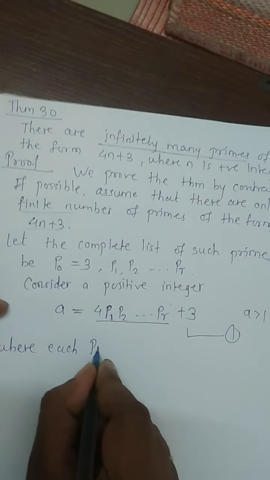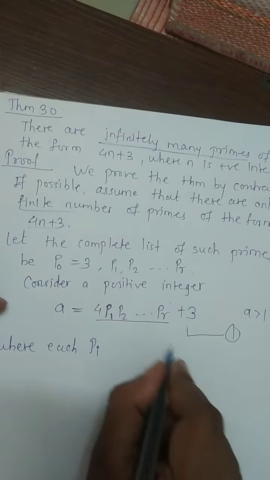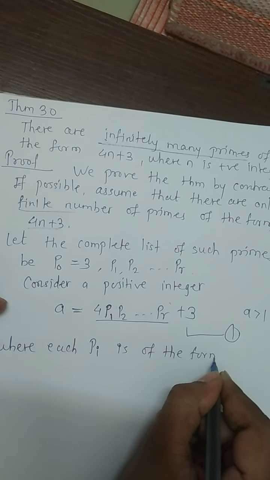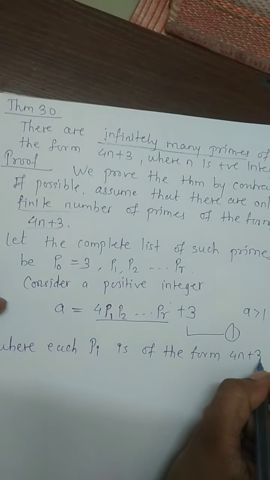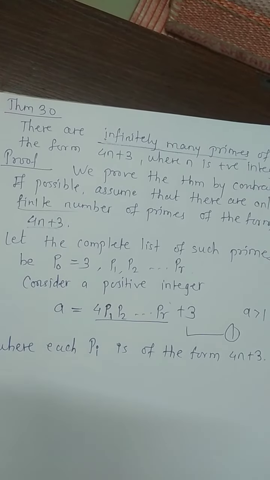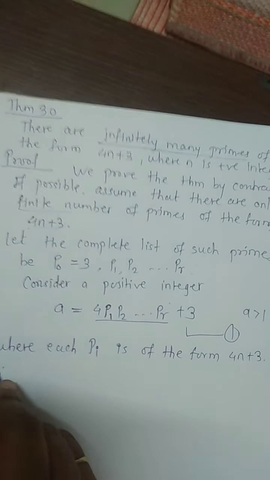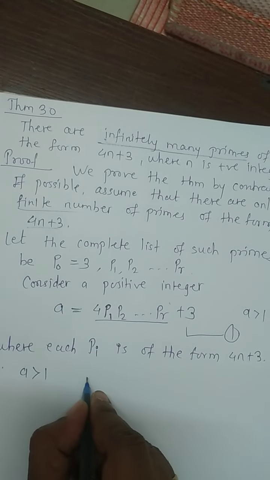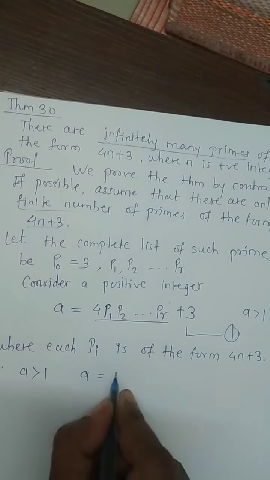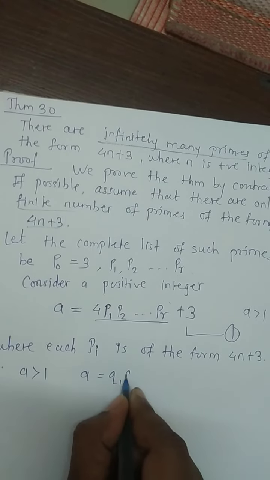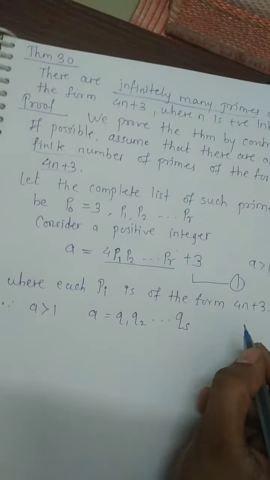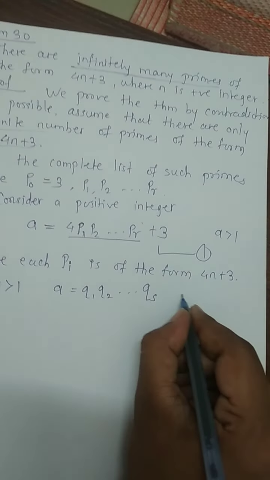Where each pi is of the form 4n plus 3. Okay, now let's see. We have taken A greater than 1. Yes, so we can also write A as a product of prime numbers q1 q2 up to qs. Okay, call this as equation number 2.